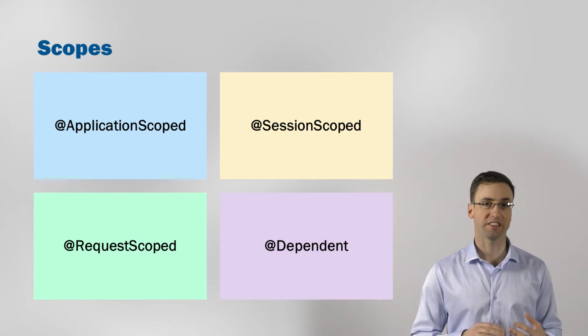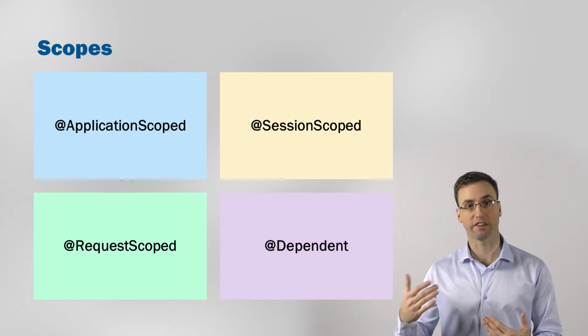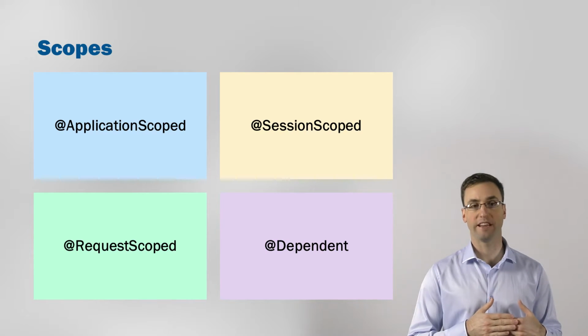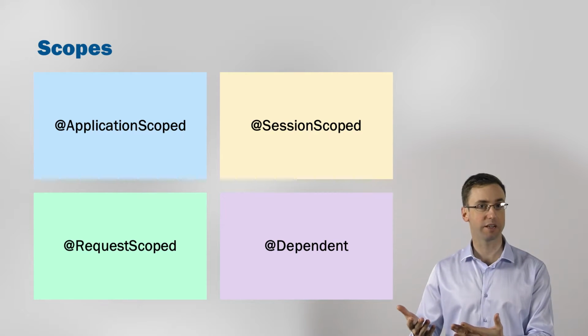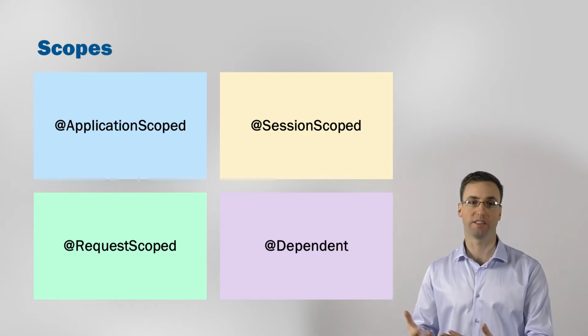Request scoped means that CDI will create an instance per page request. That instance will be reused throughout the handling of a single page request. But when the next page request comes in, then CDI will create a new instance.